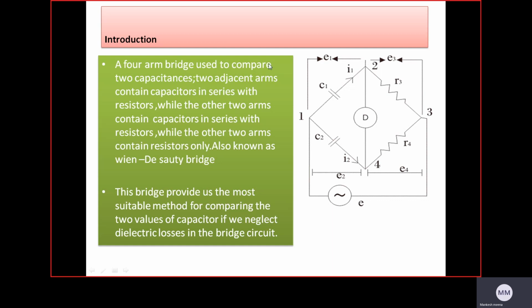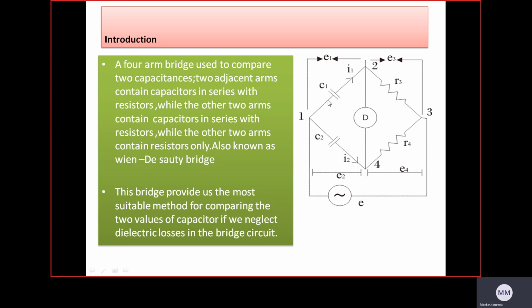A four-arm bridge used to compare two capacitances. Two arms contain a capacitor in series with a resistor, while the other two arms contain resistors only. It is also known as the Wien-De Sauty bridge. This is the De Sauty bridge.